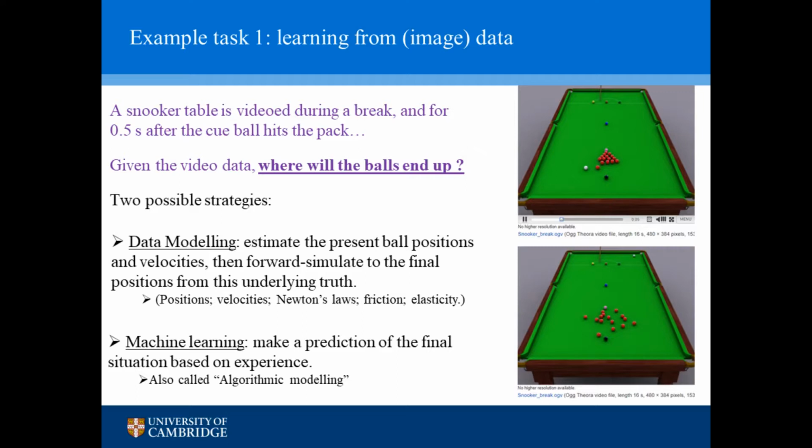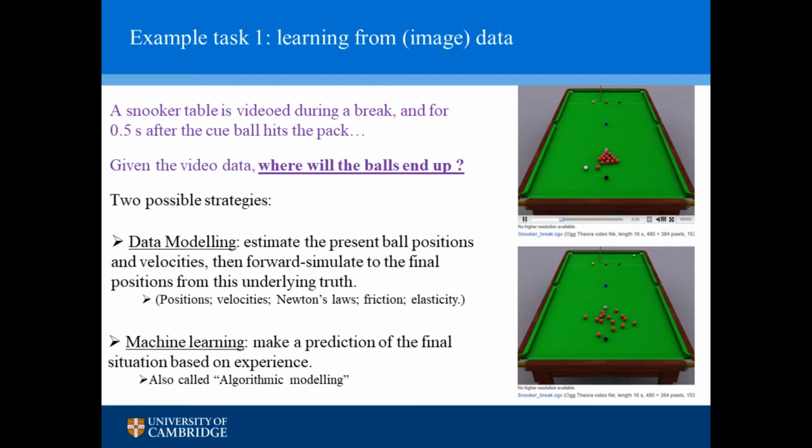We could do this process of estimating the physical state of the snooker table, and then extrapolating forwards what this state will turn into because of the known laws of physics. In practice, this would not be the most exciting use of our time ever, and we could probably have another approach. We could use machine learning, which is the school of thought which says we can make a prediction about the final state, where the balls end up, based on experience.